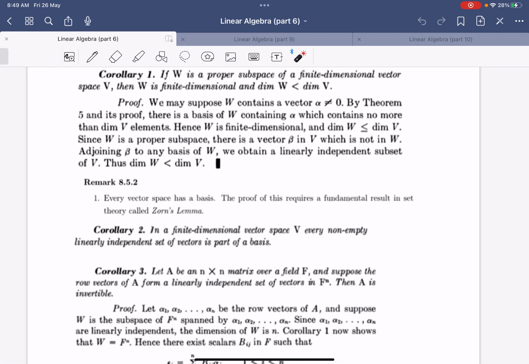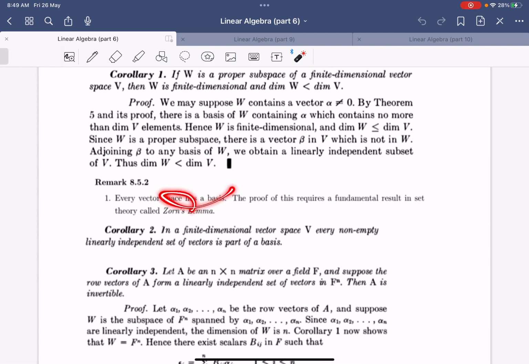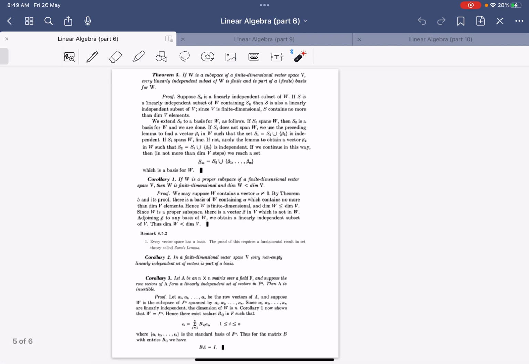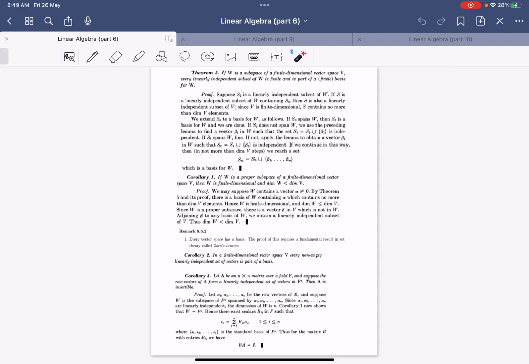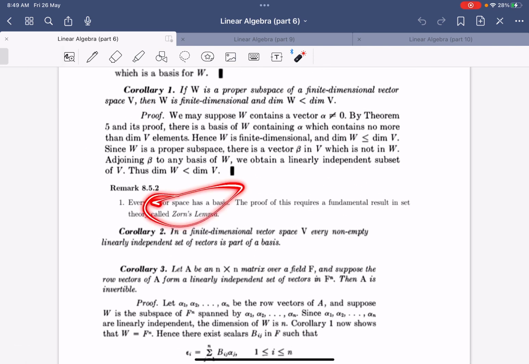Some remarks to note is that every vector space has a basis. Even though here we are dealing with finite dimensional spaces and we're talking about the basis and whatnot, we can actually show that every vector space has a basis by using the idea that it is the maximal linearly independent set or the minimal spanning set in a clever way of using Zorn's lemma.